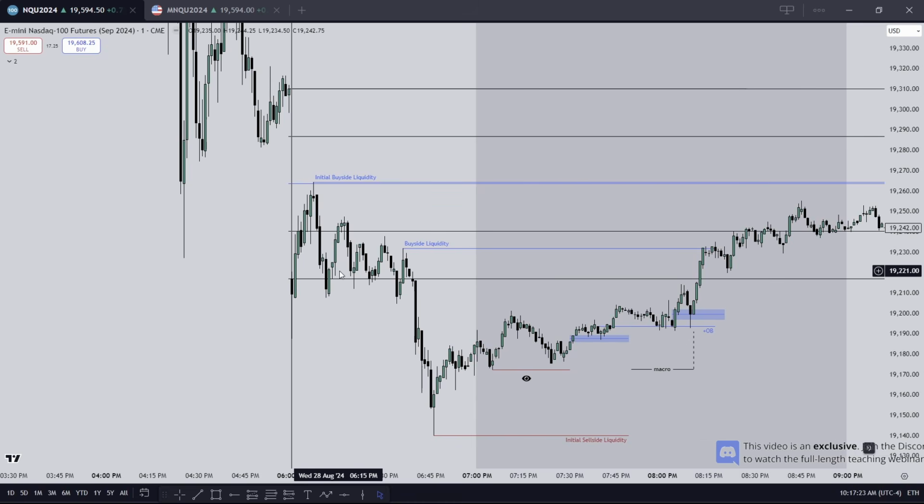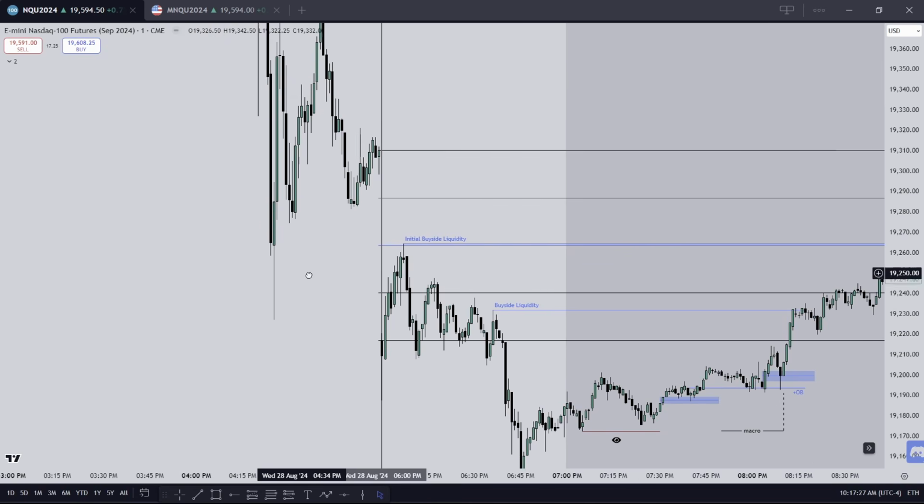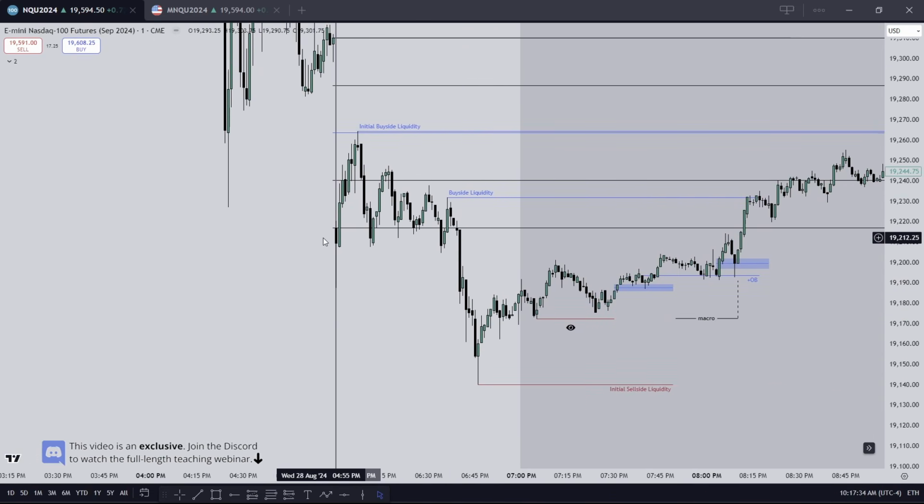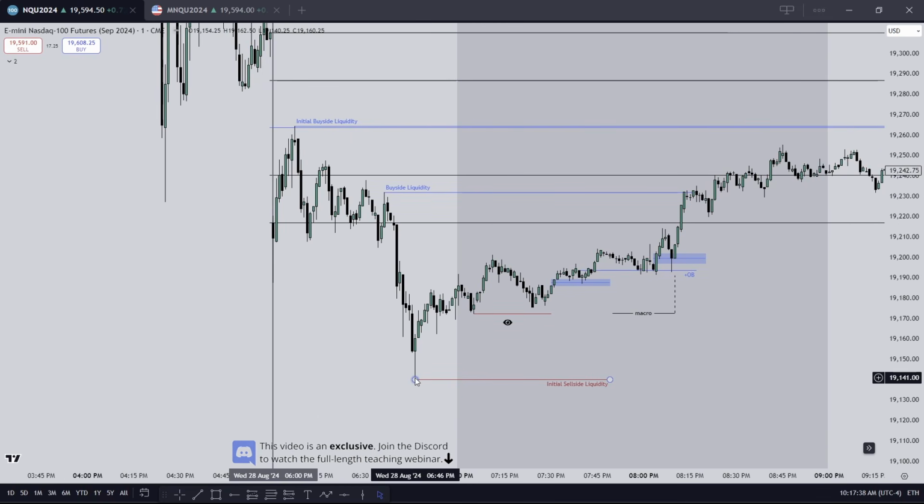Where's your buy side? Where's your sell side? That forms when? After 6 p.m. Again, we don't care about anything before 6 p.m. We're only focused on finding a setup during Asia. And you only need 6 p.m. and anything after that. So sell side here forms when? After 6 p.m., before 7 p.m. Perfect. That meets the criteria. That's your initial sell side liquidity.